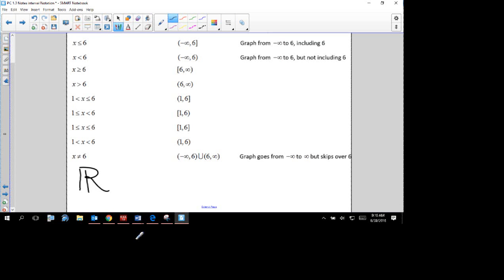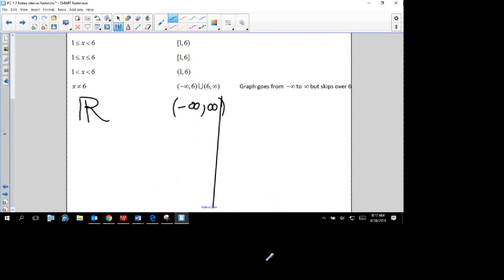As always, go backwards. Okay, so if the answer is all real numbers, and we need to write that in interval notation, we're going to start at what and go all the way through what? Negative infinity and positive infinity. And infinities get parentheses, not brackets.